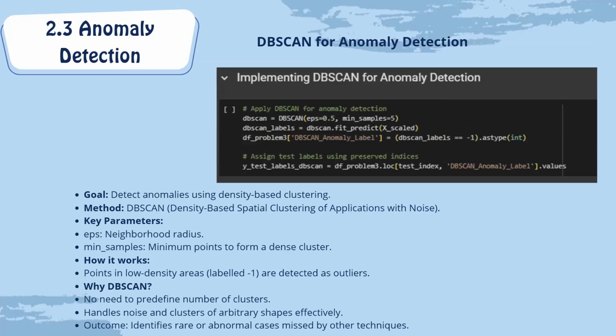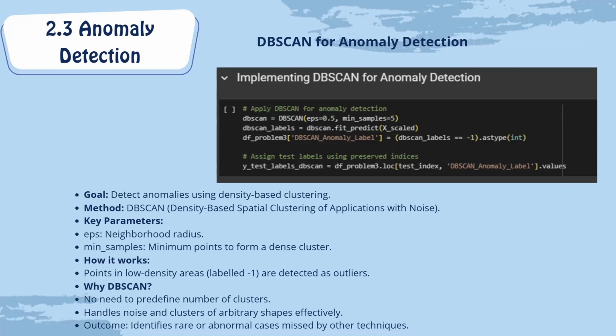The second one is DBSCAN for anomaly detection. It is used to detect anomalies using density-based clustering. We use the method DBSCAN. The key parameters are eps, which is the neighborhood radius, and min samples, the minimum points to form a dense cluster. How it works: points in low density areas, which are labeled as -1, are detected as outliers.